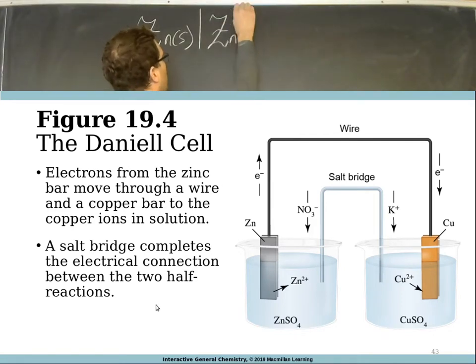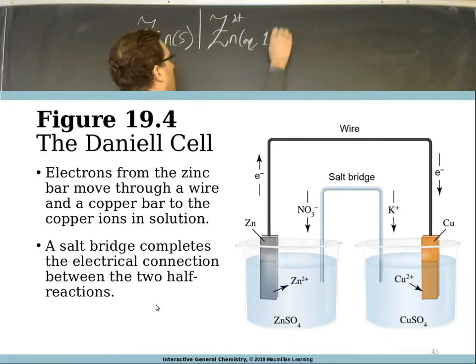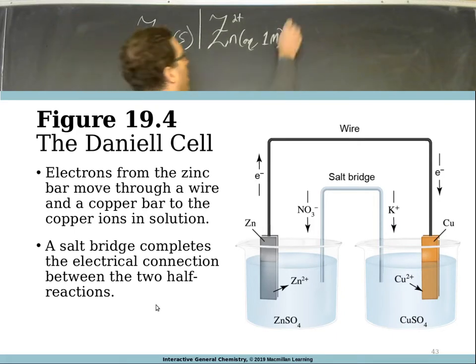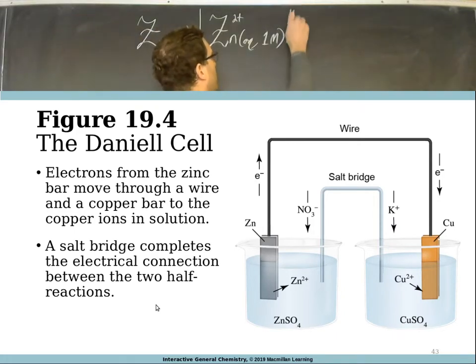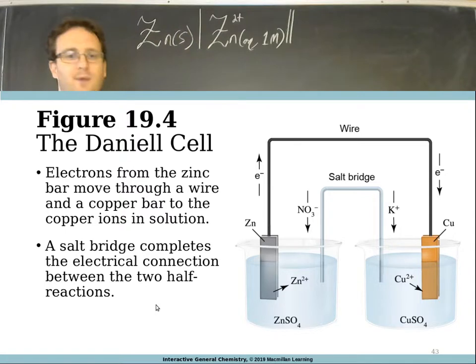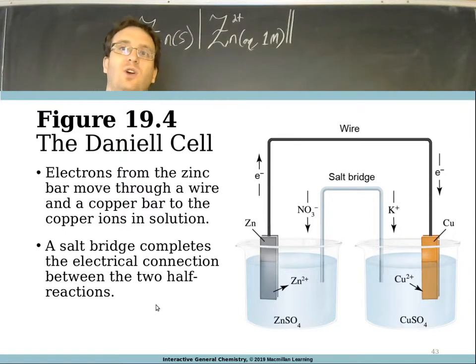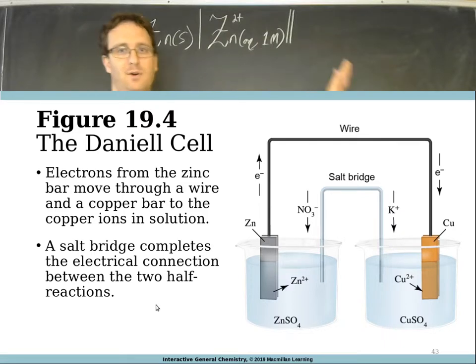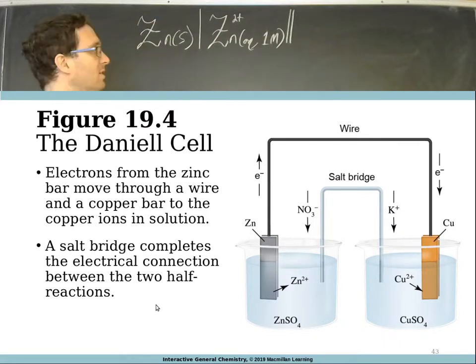zinc 2+ aqueous solution. And I'm going to go ahead and say it's a 1 molar aqueous solution. That would make this a standard zinc half cell. Then we're going to draw a double vertical line. That double vertical line represents the salt bridge. You kind of have one boundary on the anode side and one boundary on the cathode side. So that's the salt bridge.